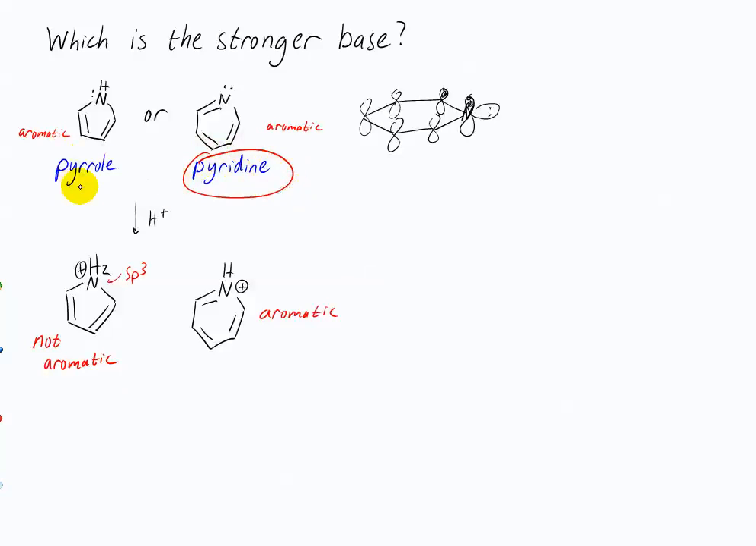Because if you protonate pyrrole, it goes from being an aromatic base to a not aromatic acid. So that's not likely to happen. Another way you can express this is to say that these electrons are kind of tied up in the aromatic pi system, and they're not likely to go grab a hydrogen. Whereas these are outside of the pi system, and therefore more reactive.